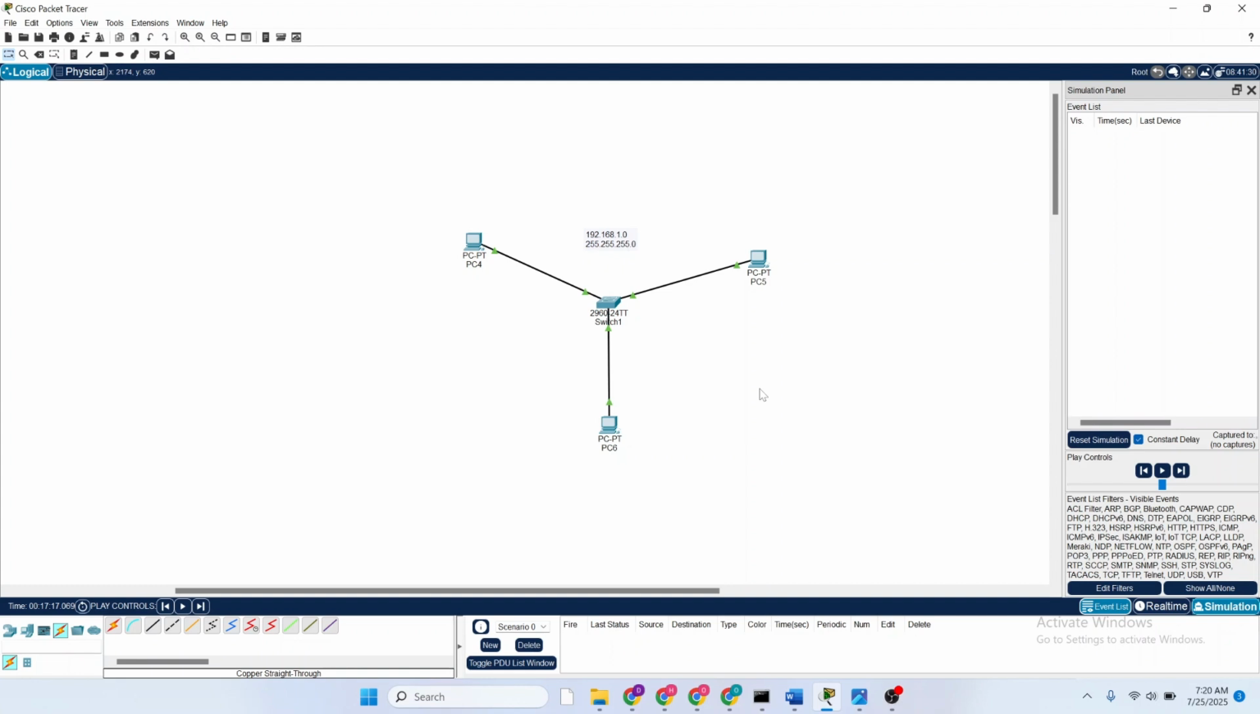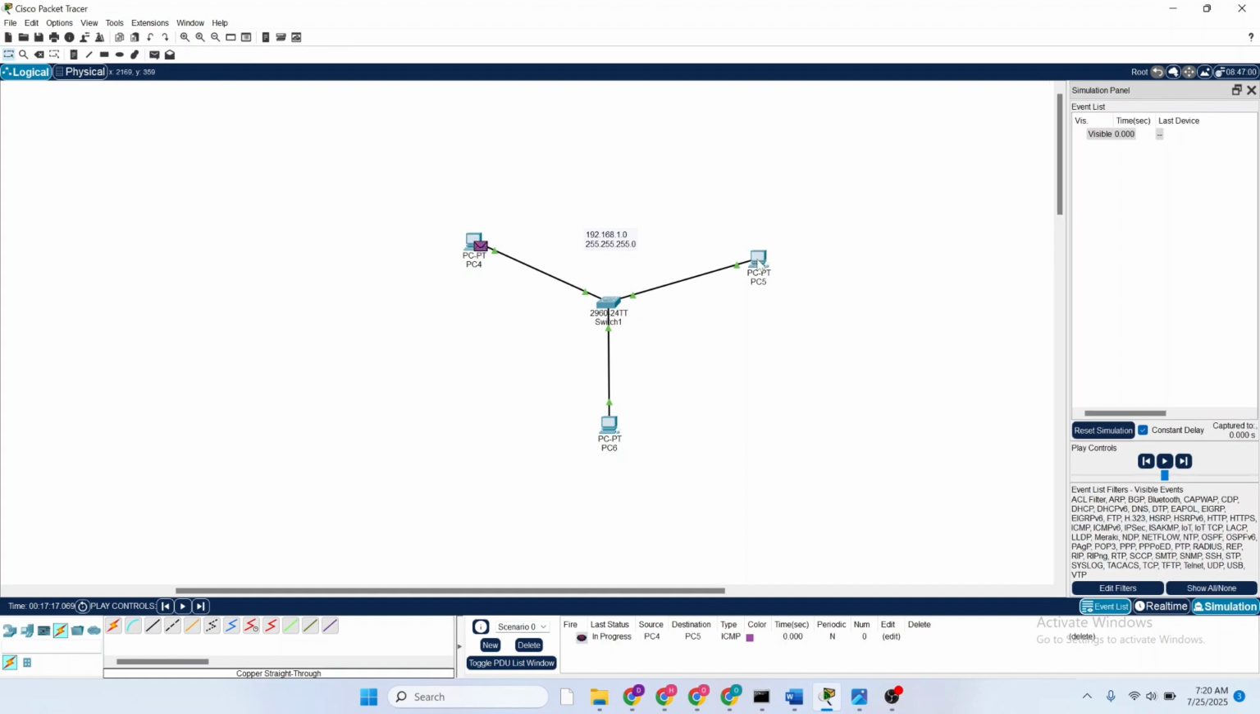In the simulation mode, I will ping between PC4 and PC5, and I'll ping between PC6 and PC5, and I'll play. So let's watch how the packet travels through the network.